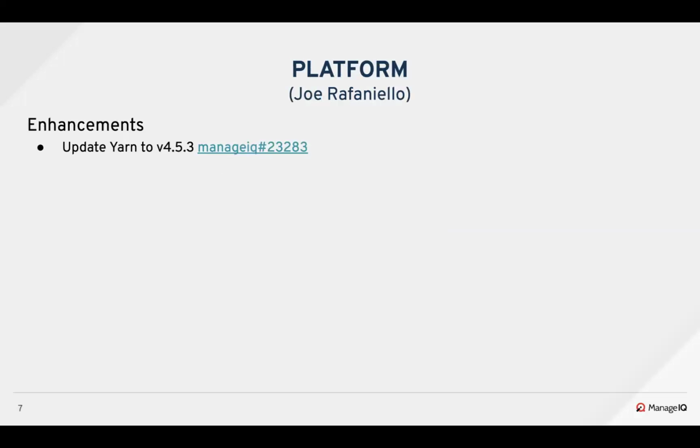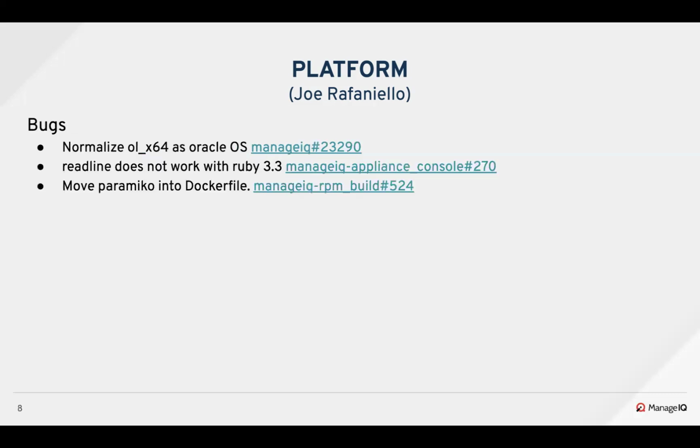Thanks, Adam. For platform enhancements this sprint, Jason also updated Yarn in the core plugin generator template to 4.5.3. Next slide. For platform bugs this sprint, Nassar fixed a bug detecting an Oracle-based OS based upon the terminology returned from the provider. Brandon disabled readline support in the appliance console since prompts were disappearing with Ruby 3.3.